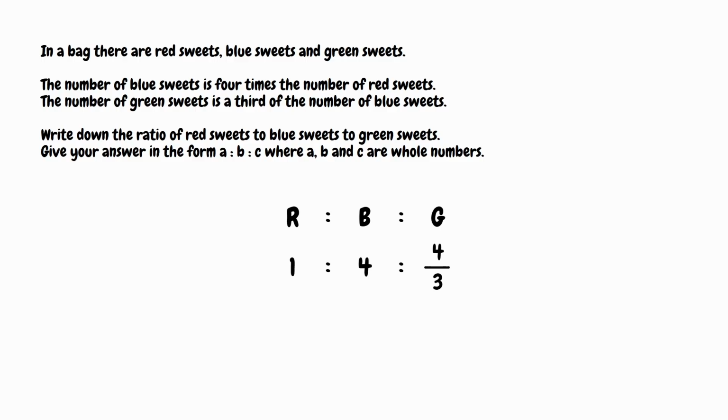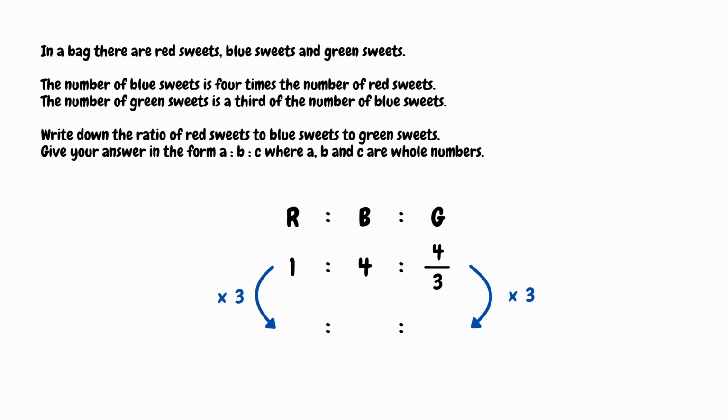So I want to simplify this ratio, so I have all integers. So what can I do to get rid of that fraction for green? Well, because I've got 4 divided by 3, I'm going to do the opposite of that. I'm going to multiply that by 3. But to keep everything equivalent, I need to multiply every part in our ratio by 3.